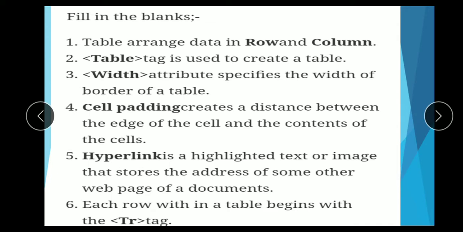Question number 4, cell padding creates a distance between the edge of the cell and the content of the cell. You fill cell padding. Question number 5, dash is a highlighted text or image that stores the address of some other web page or document. You fill hyperlink. Question number 6, each row starts with the dash tag. Then you use tag tr, table row.